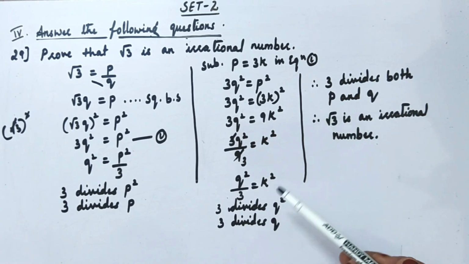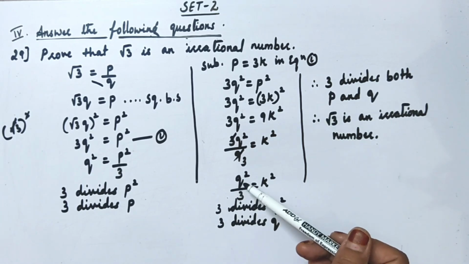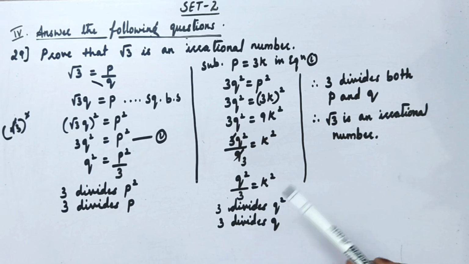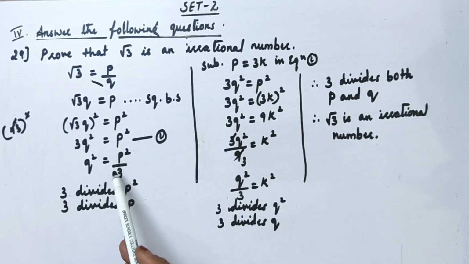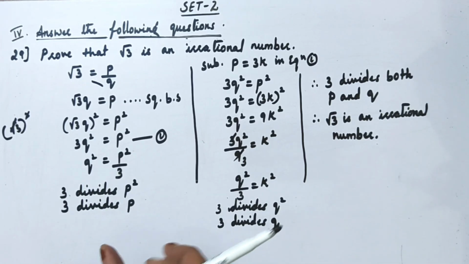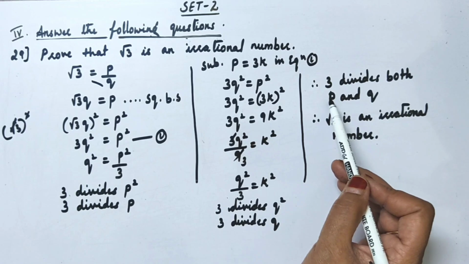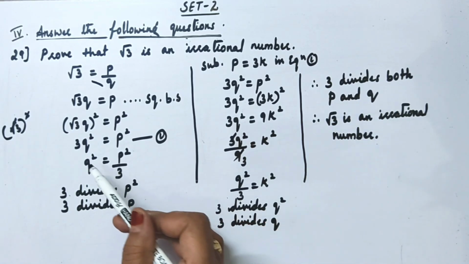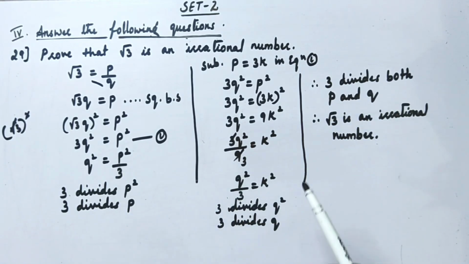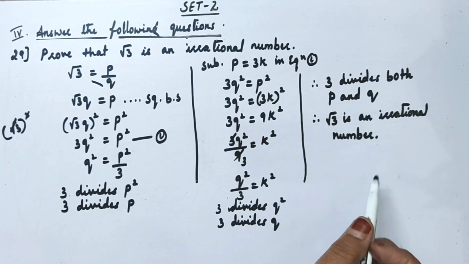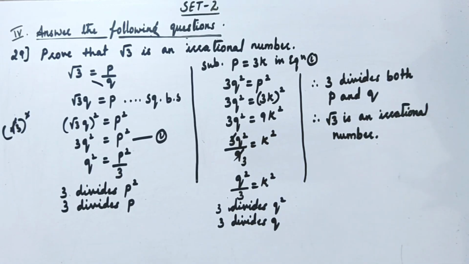Here, when 3 divides q square, 3 divides q also. Here also 3 divides p square and 3 divides p. That means 3 divides both p and q, students. Both p as well as q. Therefore, we say that root 3 is an irrational number. Hope this is clear.